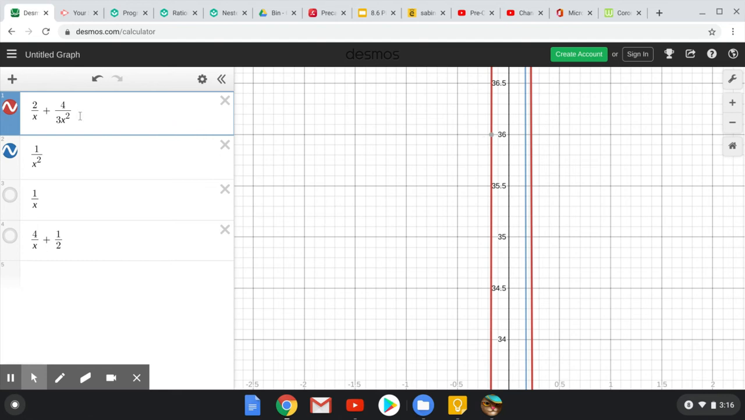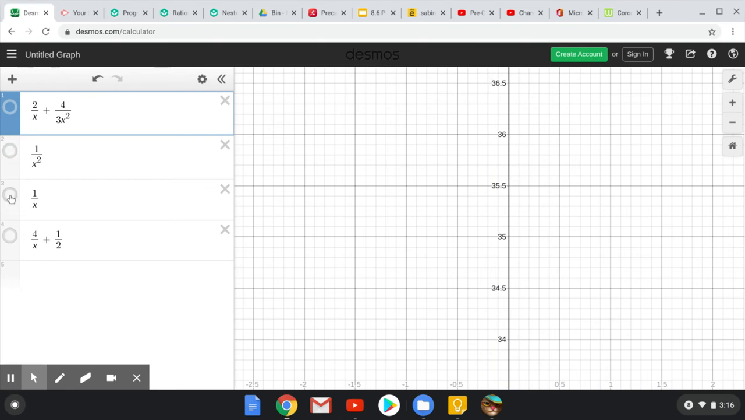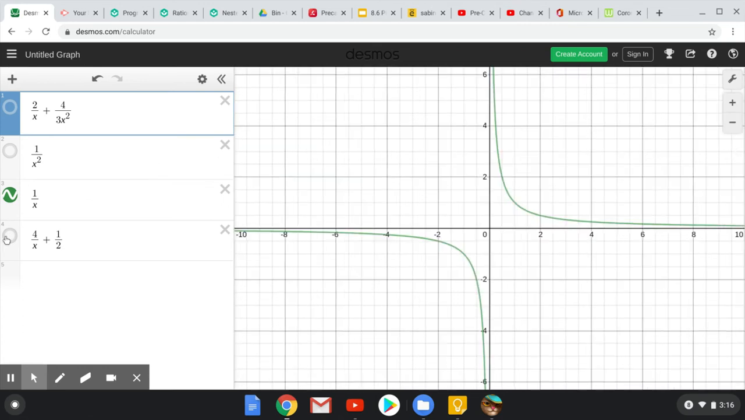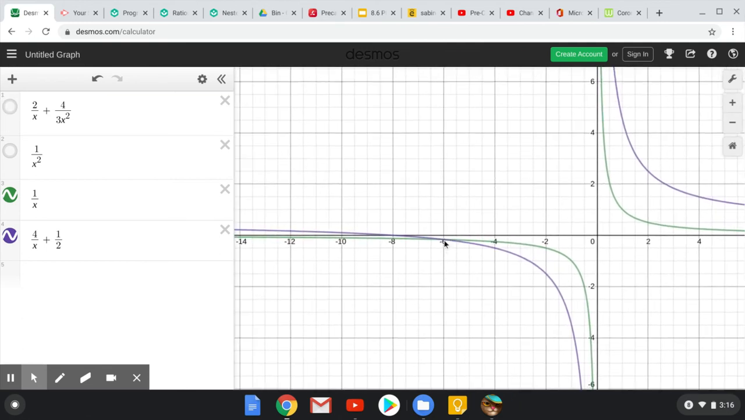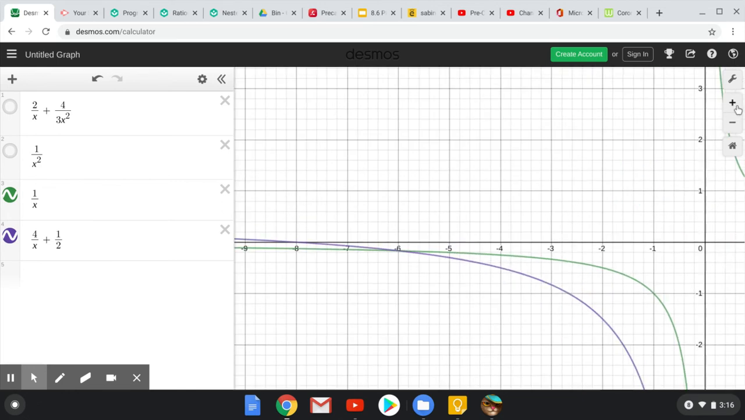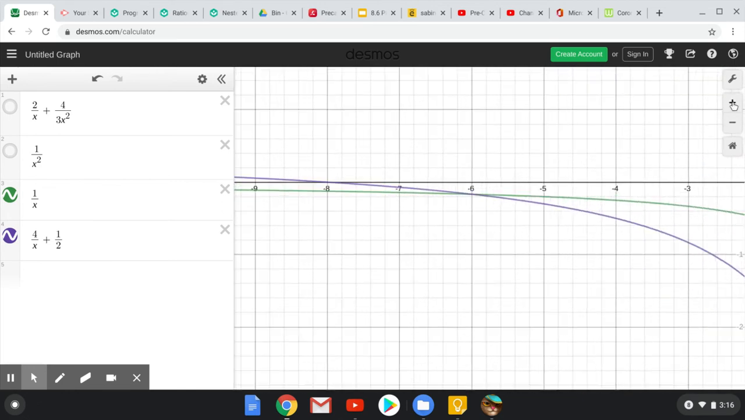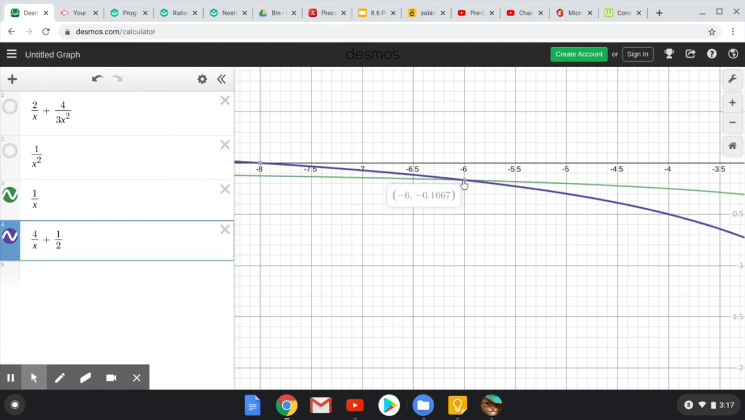So looking at example 6 on the slide, the left side looked like this. Let me zoom back out. The left side looked like this, and the right side looked like this. On this one, we can see very clearly that the cross is right here at -6. Let me zoom in on that a little bit. It's much easier to see where they cross on this graph, here at -6 and negative 1.667. So in this situation, our answer would be x equals -6.